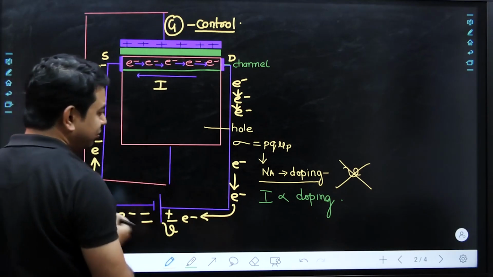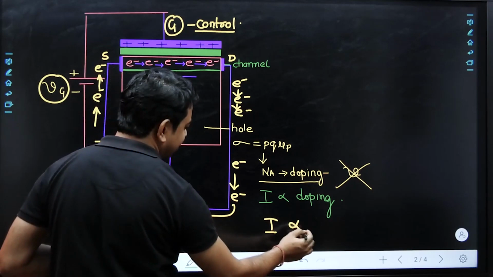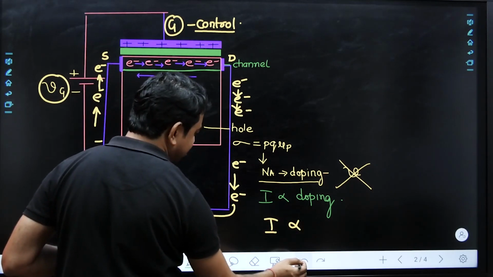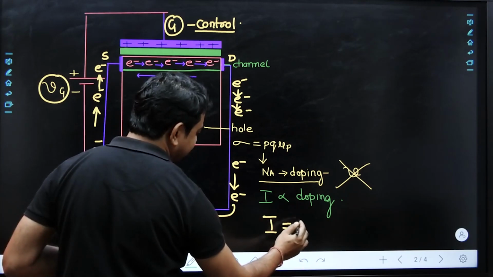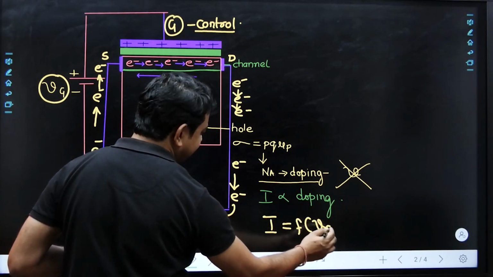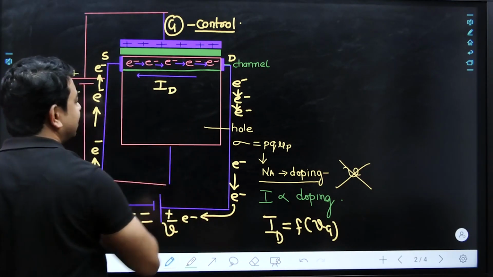So what we need is a current which must depend on the voltage. So we got this one. The current is actually a function of the gate voltage, and this current is known as the drain current. So I just write here, this is the drain current.